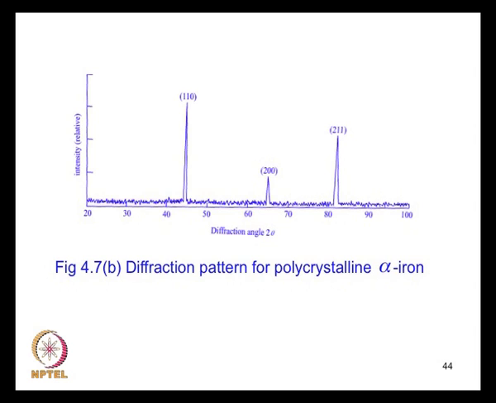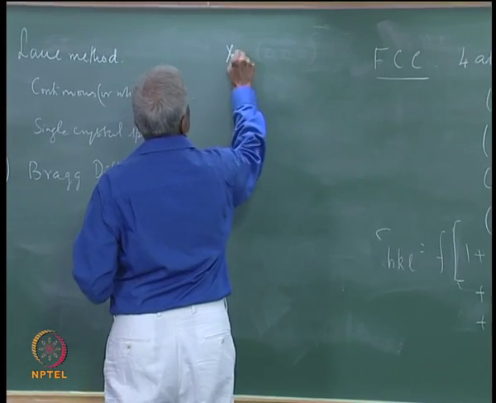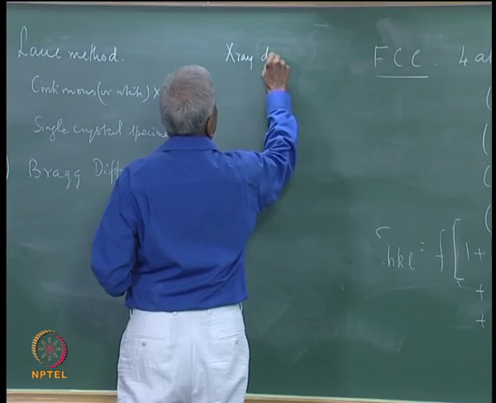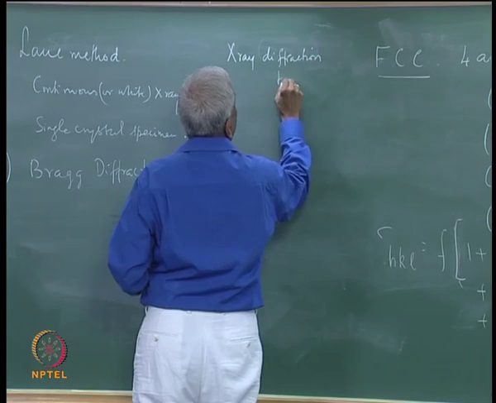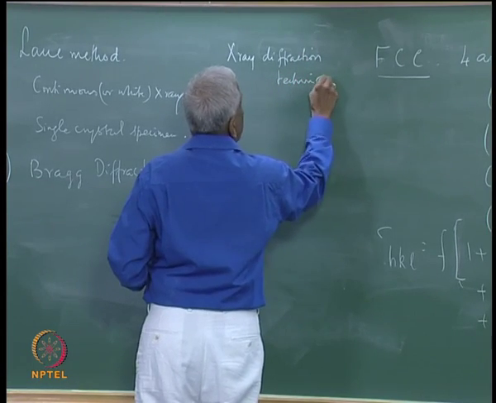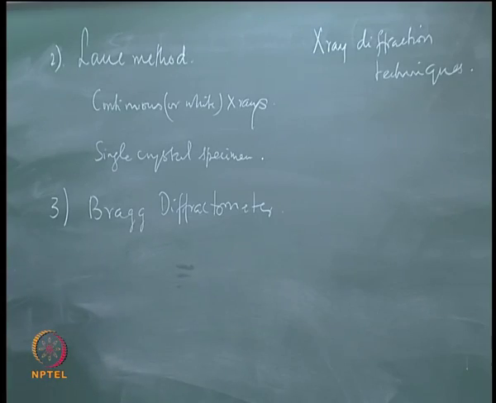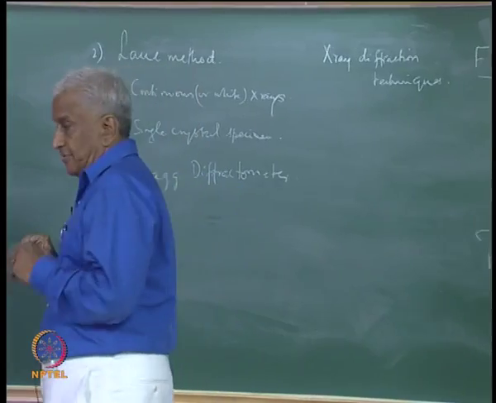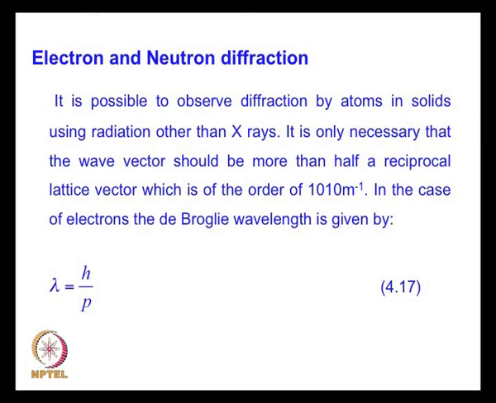So, we have now considered all the important techniques of X-ray diffraction. In addition to X-rays, we can also use a beam of electrons or a beam of neutrons. These are particles which can again get scattered, and you can have electron diffraction or neutron diffraction.